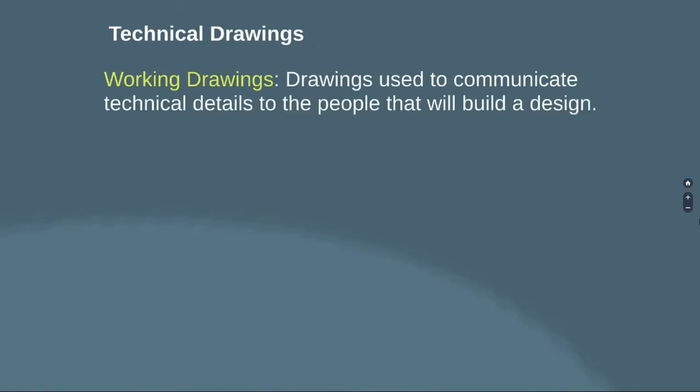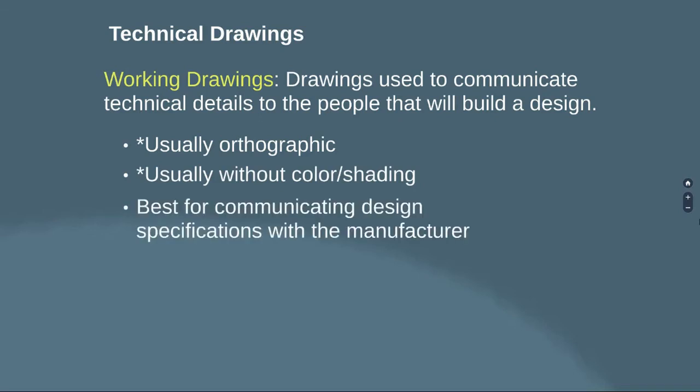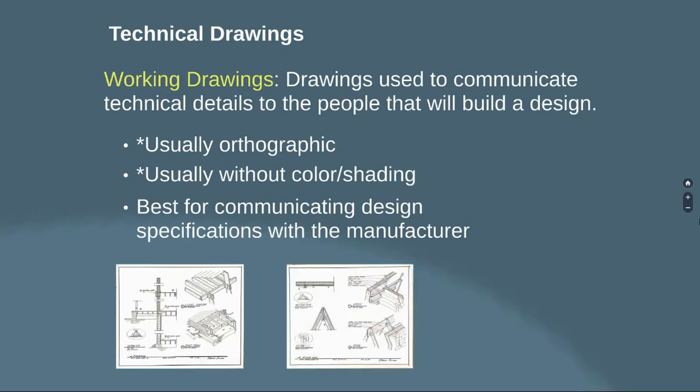Working drawings are drawings used to communicate technical details to the people that will build a design. They're less about looking good on paper and more about being sharp, clear, and showing a lot of technical detail. These are usually orthographic drawings, but not always. They usually do not use color, but sometimes they might, and they're best used for communicating design specifications with the manufacturer. Let's see a few examples.